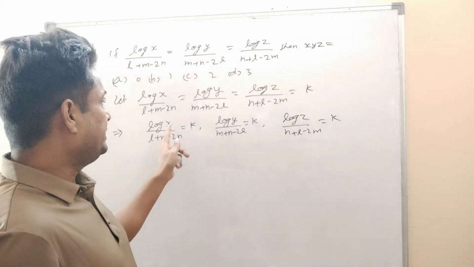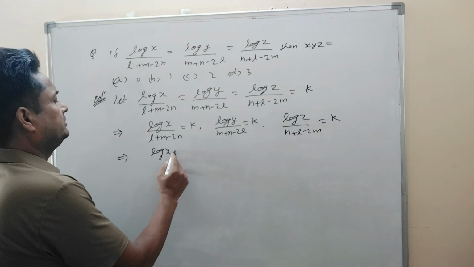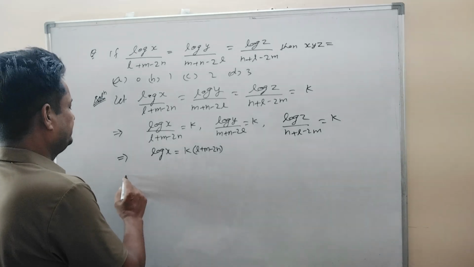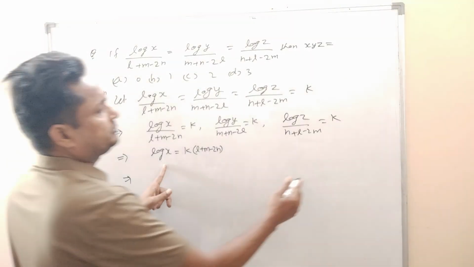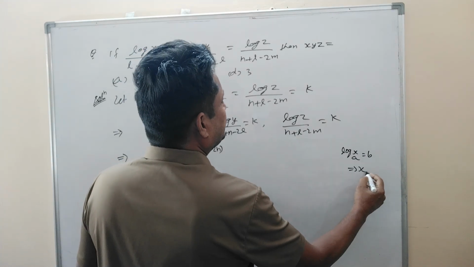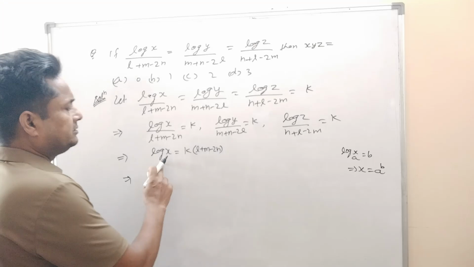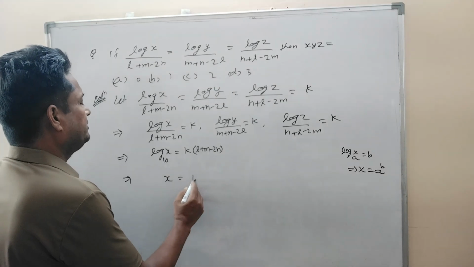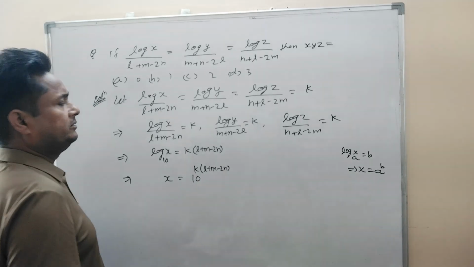Now we can find x from here. So log x is equal to k times (l + m - 2n). Then from here, if you eliminate log by using this property, if log x base a is equal to b, then we can write x is equal to a to the power b. Here the base is not written, so we can take 10. So this will be 10 to the power k times (l + m - 2n).